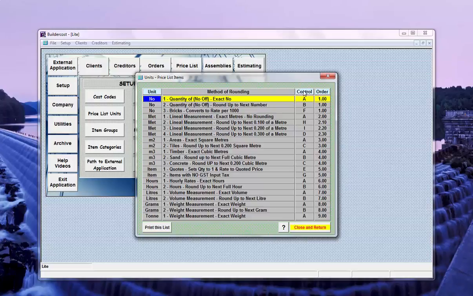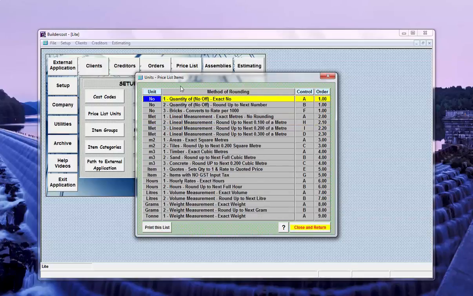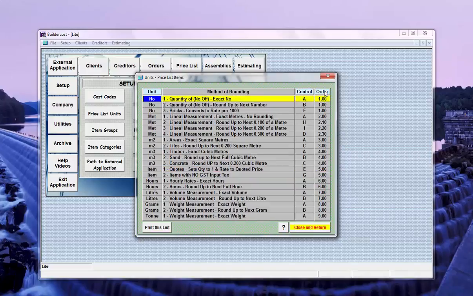You can sort these by grouping them by the algorithm that's used for the rounding mechanism. You can order them by the order. You can put them in alphabetical order. So these colored headings have indexes on them, and that allows you to switch those indexes to whatever order you want to put them in.